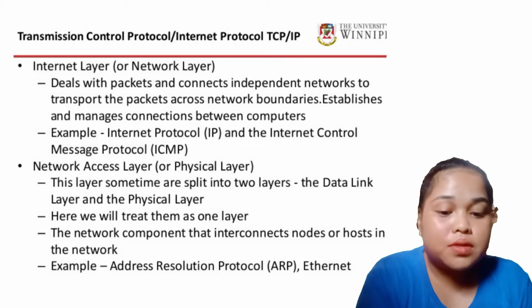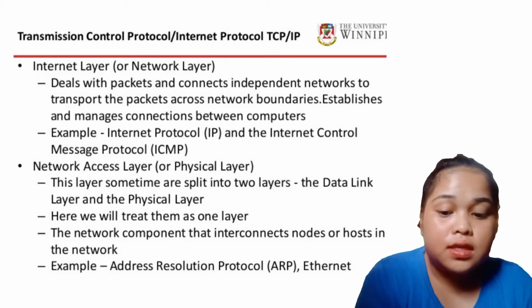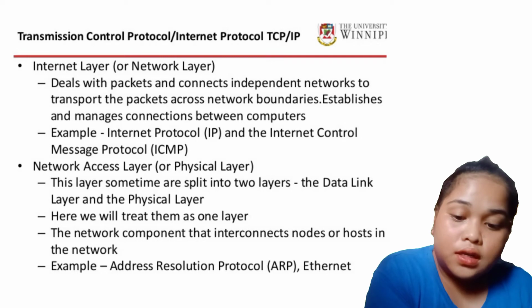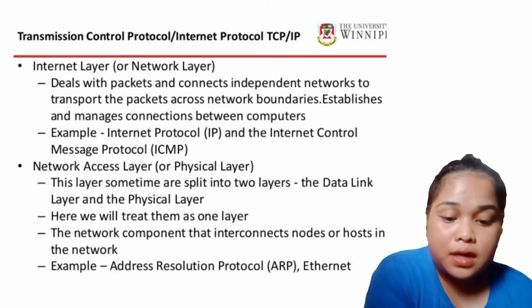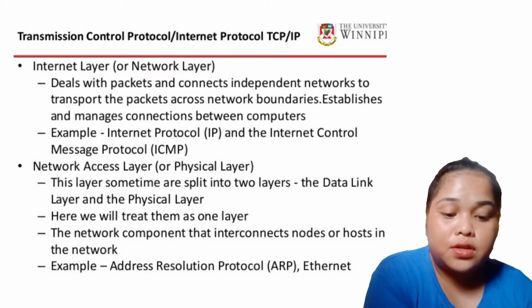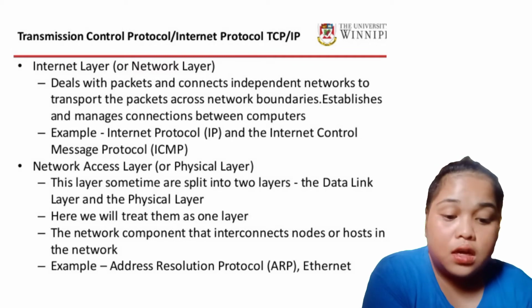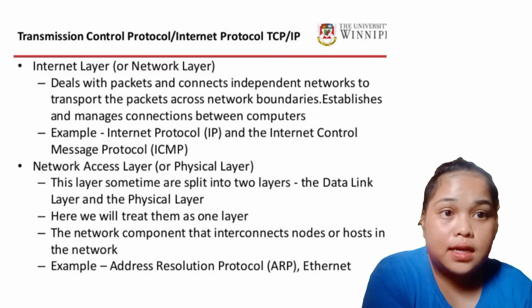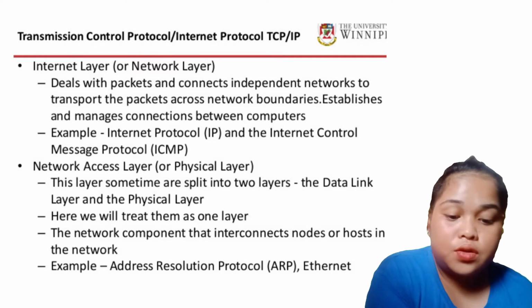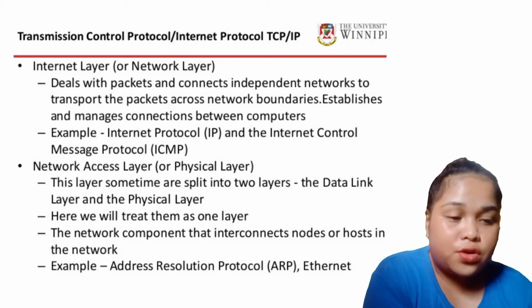These layers sometimes are split into 2 layers, the data link layer and the physical layer. So here we will treat them as one layer. The network components that interconnect nodes or hosts in the network. Examples are the Address Resolution Protocol or ARP and the Ethernet.